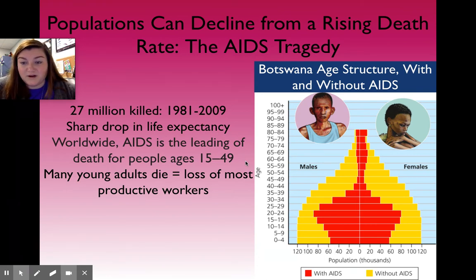And so you can see the breakdown here, the red part of this age diagram being people who did have AIDS, and the yellow part being people without AIDS. So half the population in some of these age groups did have AIDS.